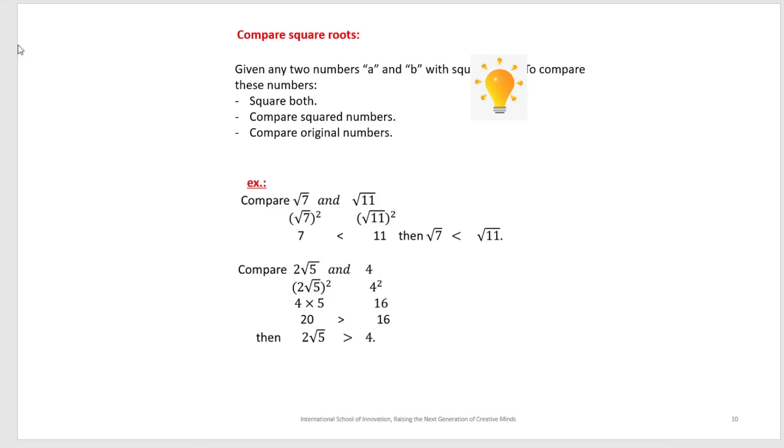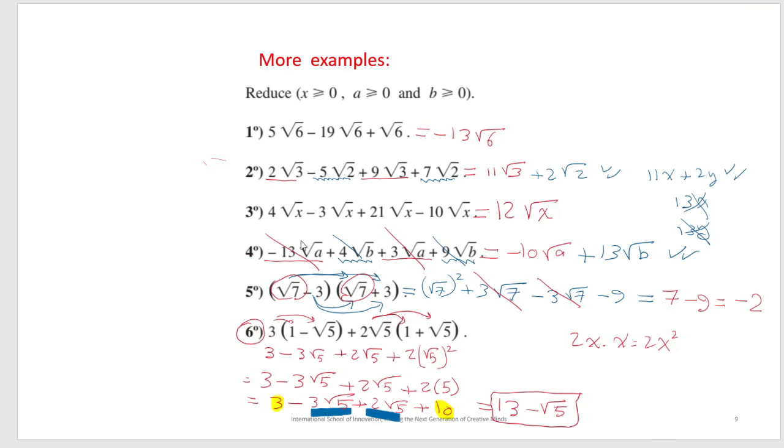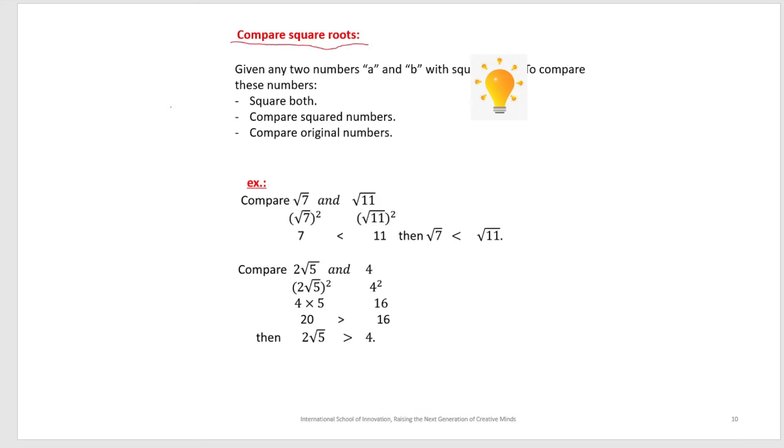The last idea today is to compare square roots. How to compare square roots. Until now I have only one more idea, one new idea, which is like terms. Now the last idea of this lesson today is to compare square roots. What does compare square roots mean? It means when I give you for example radical 7 and radical 11 and I say compare.